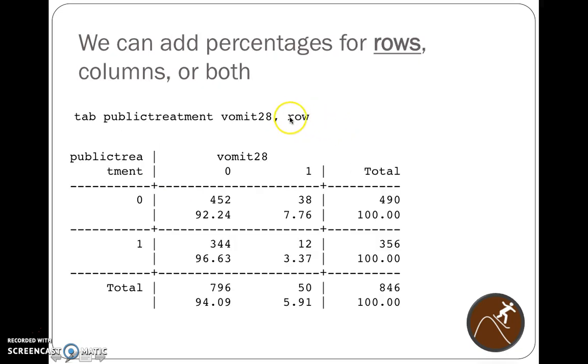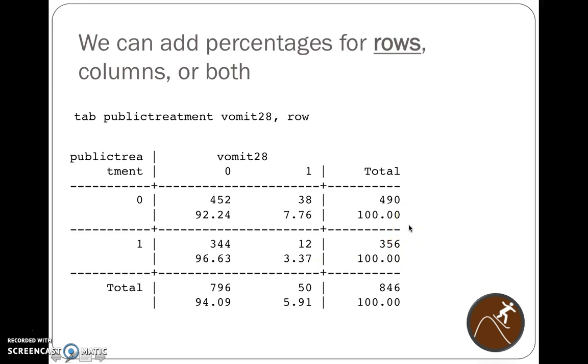Maybe we want to get row information. We can just type in the same crosstab command, comma, row, and it calculates the percentages for us. So among those without public treatment, 38 of 490, or 7.76%, had reported vomiting in the last 28 days. Those with public treatment, 3.4% had reported vomiting, or 12 out of 356.